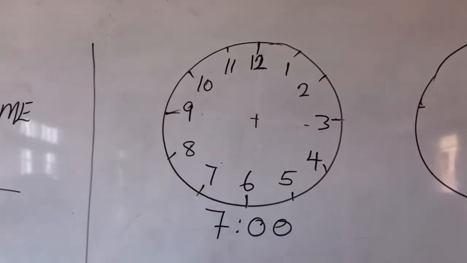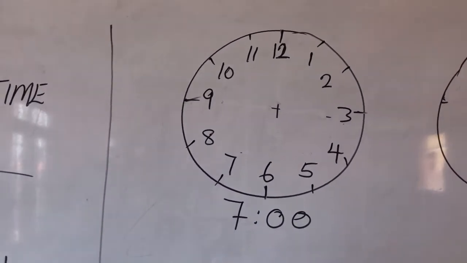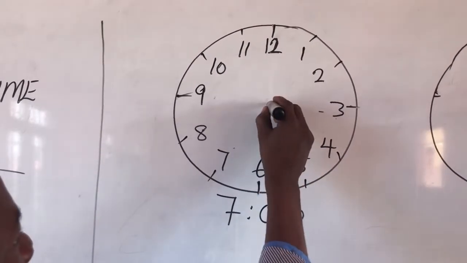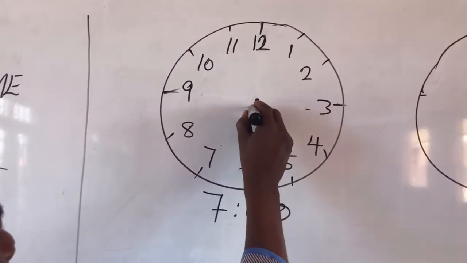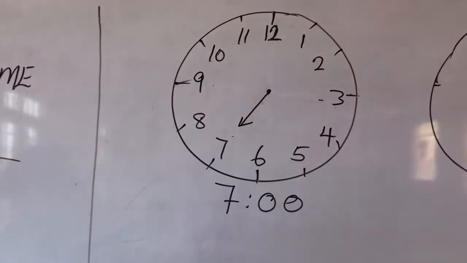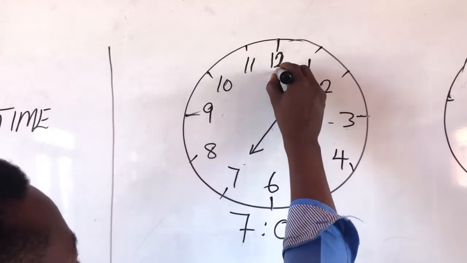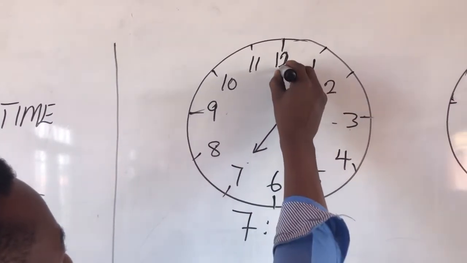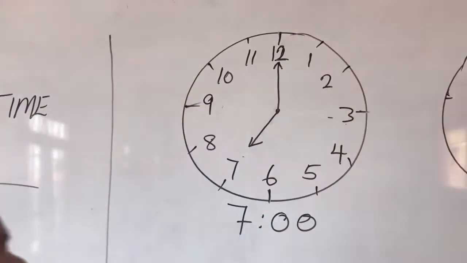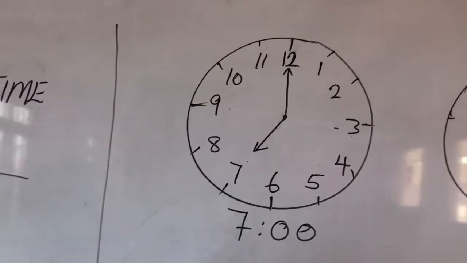What are we supposed to draw? We are supposed to draw 7 o'clock. Now, the hour hand must be on what? 7. This is the hour hand. The shorter hand must be on 7. And the other hand, which is longer than the shorter hand, the minute hand, must be on 12. That is 7 o'clock.